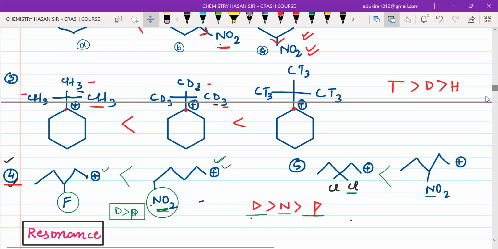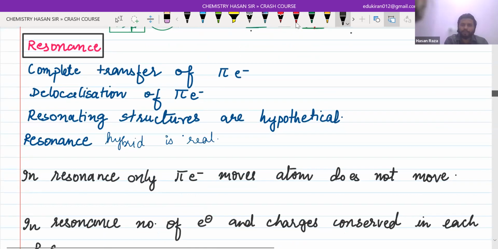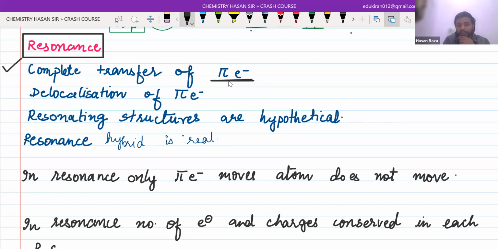Now the next topic is resonance. What is resonance? Our inductive effect operates through sigma bond. Partial displacement of sigma electron took place. But here in resonance, the first point is complete transfer of pi electron, not sigma electron. Complete transfer of pi electron takes place.